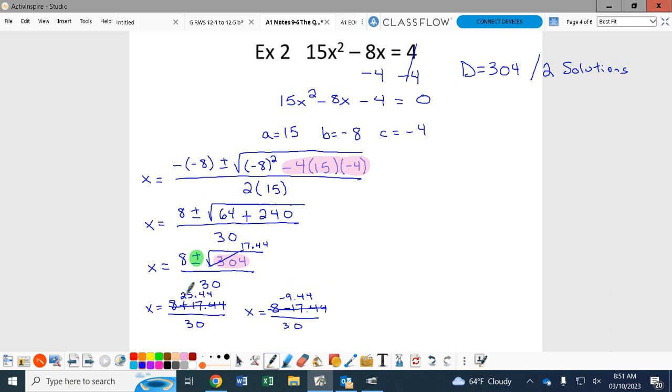Now, to get your final answer on each one of them, you're just going to divide. You're going to take 25.44 and divide by 30. It's going to be a decimal. Since it is your final answer, you're going to want to round your final answer to 1 decimal place. That's to the nearest tenth. So round your final answer to 1 decimal place. What's your final answer? 0.8.